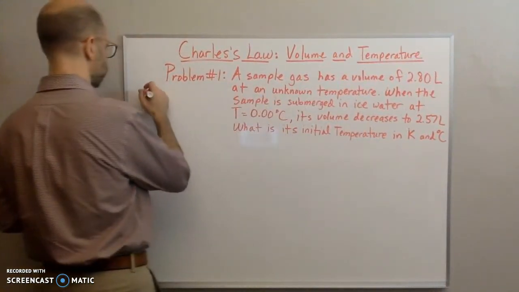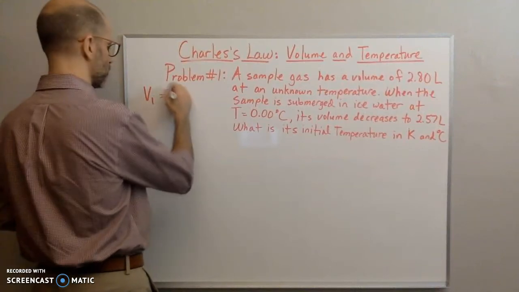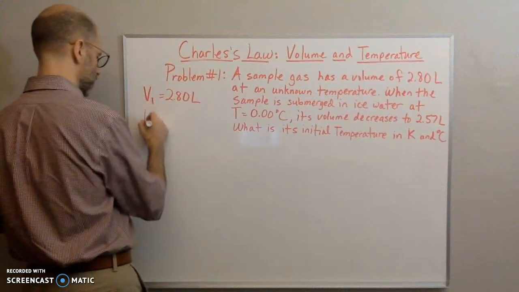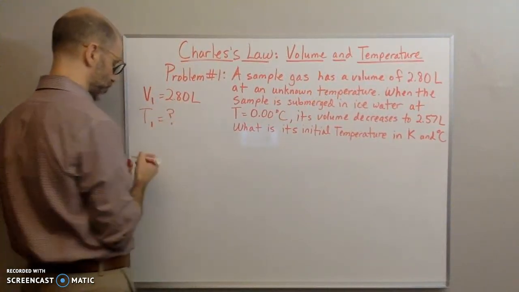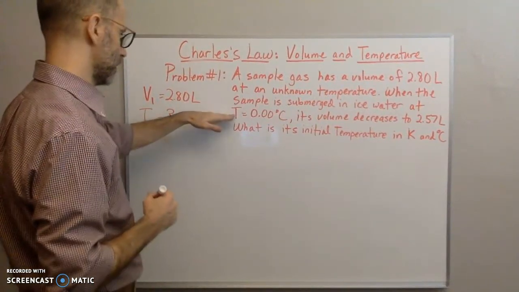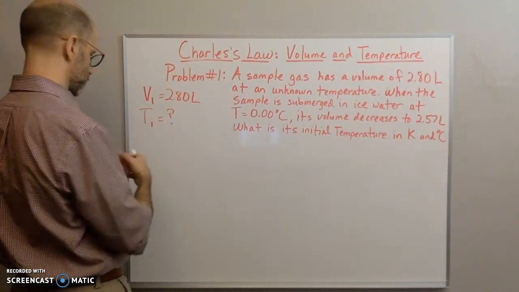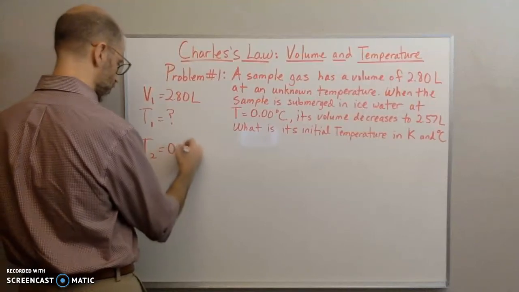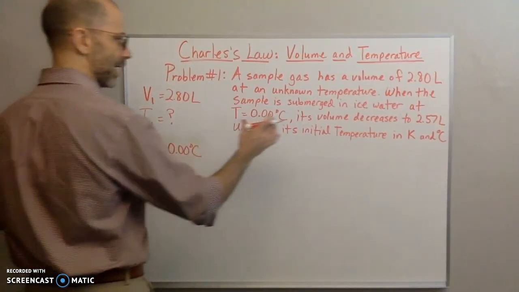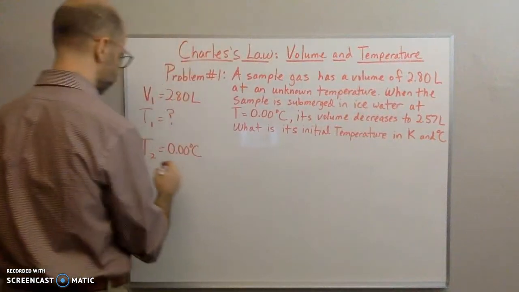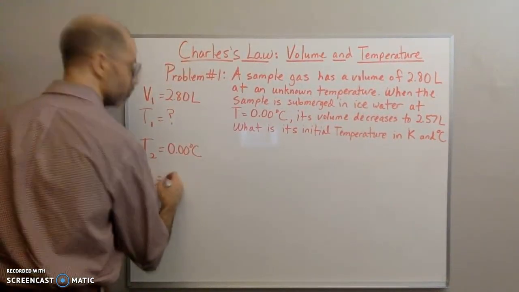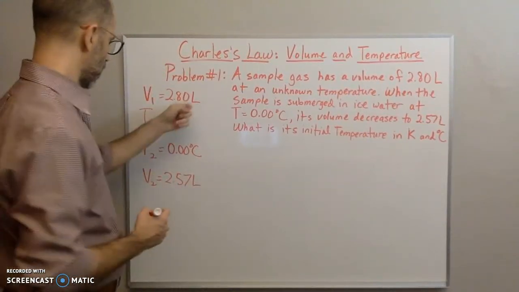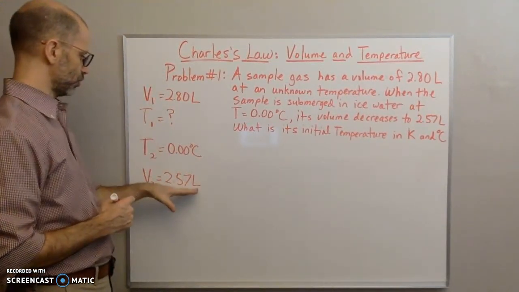Our initial volume, V1, they're telling us is 2.80 liters. And our initial temperature is unknown, so T1 is unknown. That's what we need to find. They then tell us that the final temperature that it is decreased to, so T2, is equal to 0.00 degrees Celsius. And they tell us that it decreases to a volume, so our V2 is equal to 2.57 liters.